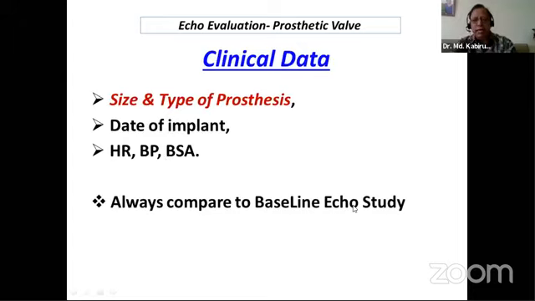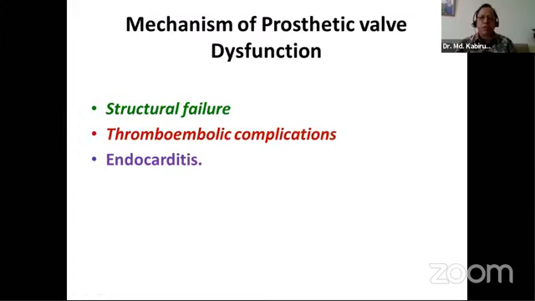But in our clinical practice, you will not get any of these parameters in your hand. Most of the time, you have to do the echo double blind. So you must be very efficient. And even if there is a previous echo report, the patient will not show it. So you have to assess the dysfunction of the valve. What are the dysfunctions of the prosthetic valve? Structural failure, thromboembolic complications, and endocarditis.